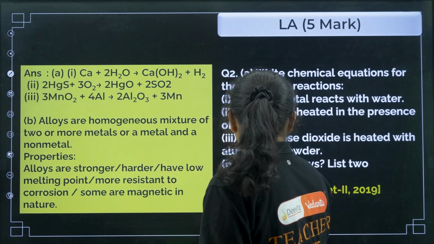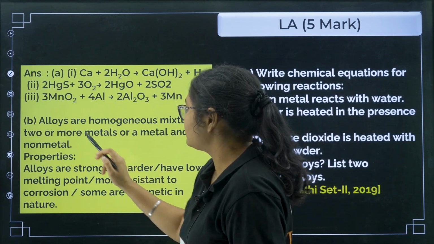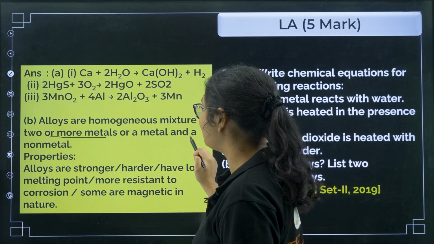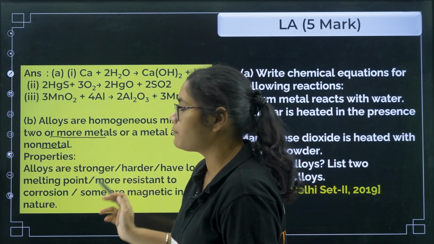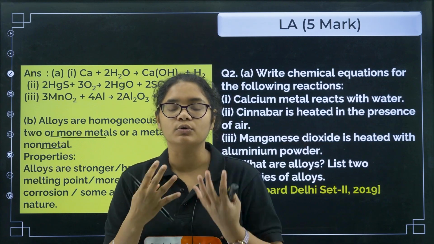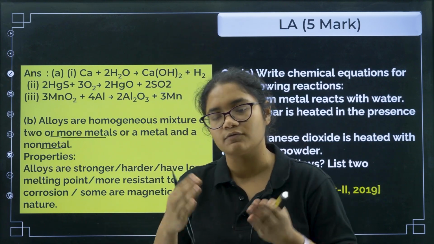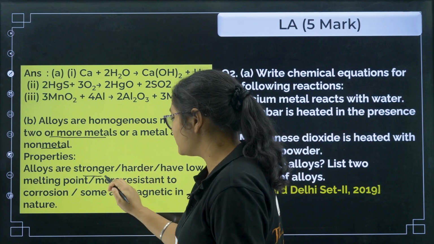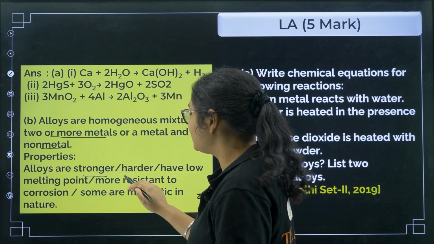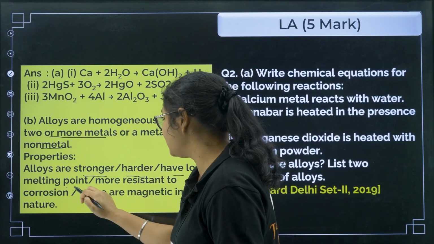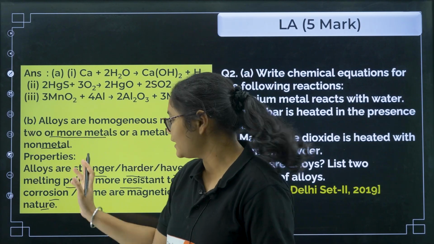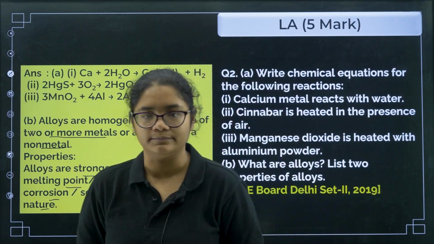Next we have what are alloys? List at least two properties. So alloys are the homogeneous mixture of two or more metals, or of a metal and a non-metal. So alloys are a mixture of more than one thing. It can be two metals or one metal and a non-metal. What are the properties? So alloys are stronger than the pure metals, then they are harder, have low melting point, more resistance to corrosion, and some are magnetic in nature. So any two points you can write down from here.